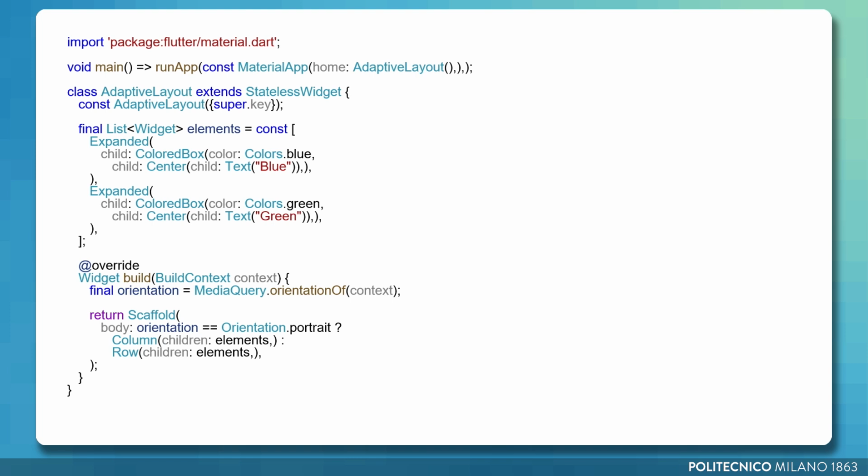The dedicated class AdaptiveLayout defines a list of two colored boxes, one green and one blue. Within the build method, we define a variable called orientation, which is initialized using MediaQuery.orientationOf(context). Then, depending on the value of this variable, we choose the layout, a column that displays the two elements one on top of the other, or a row which displays the elements side by side.